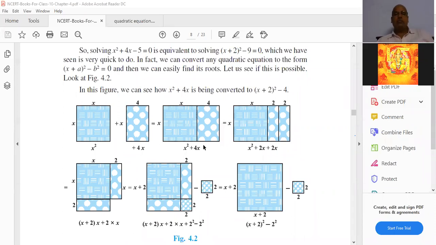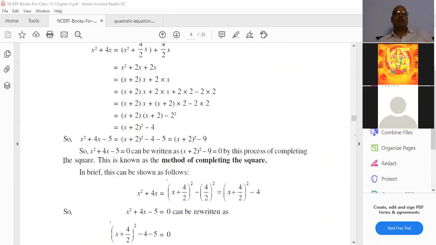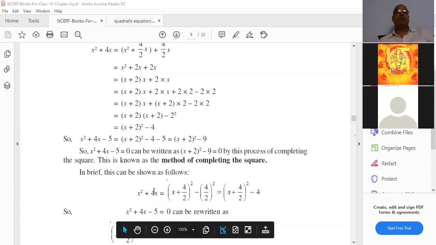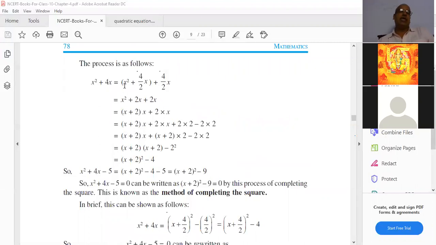Yes, sir. Next part. Now afterwards, you can do this sum directly: x plus 2 whole square minus 9. The method of completing square. See here, we can observe in the question x square plus 4x is there. x square plus 4x, we divide 4x into 2x plus 2x. 4x is split into 2x and 2x. Then taking x common, x of x plus 2, here 2x is left.